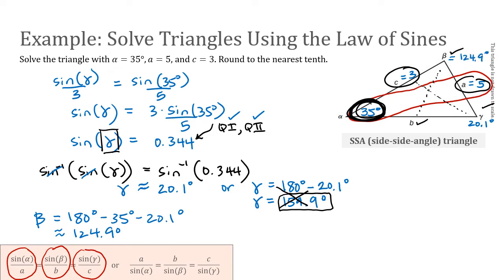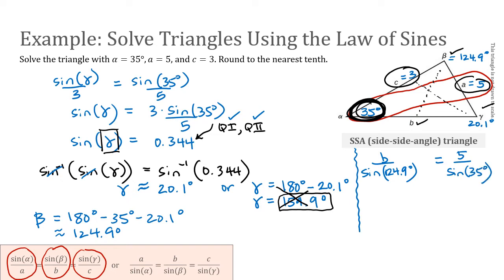So now the only thing I have left to do is to solve for side B. Let's see if I can squeeze this in over here on the right. So put a little arrow here. Okay, so I'm going to get that side B over the sine of that angle across from it, which is 124.9 degrees, is going to equal my anchor. And my anchor, again, is 5 over the sine of 35 degrees.